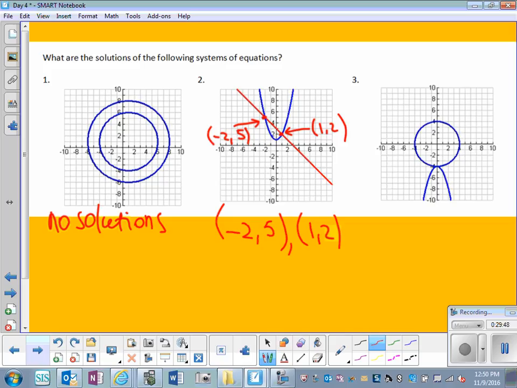0, -4. So one single solution, 0, -4. The graphs kind of just touch at one point. Single solution. Okay.